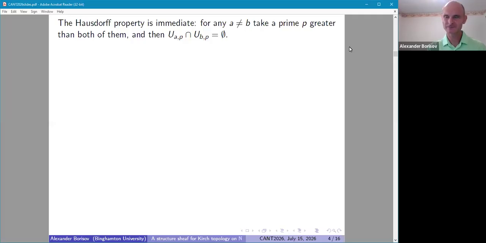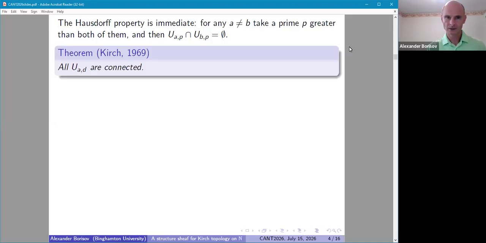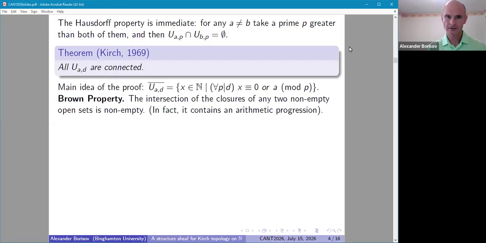So the Hausdorff property just means that any two unequal elements can be separated by open sets. So if a is not equal to b, just take a prime p greater than both of them. And x cannot be congruent both to a and to b, so they are separated. This theorem goes back to Kirch. Those sets that I started with, the basic open sets, are in fact connected. And that includes the whole thing. U_{1,1} is just the whole N.